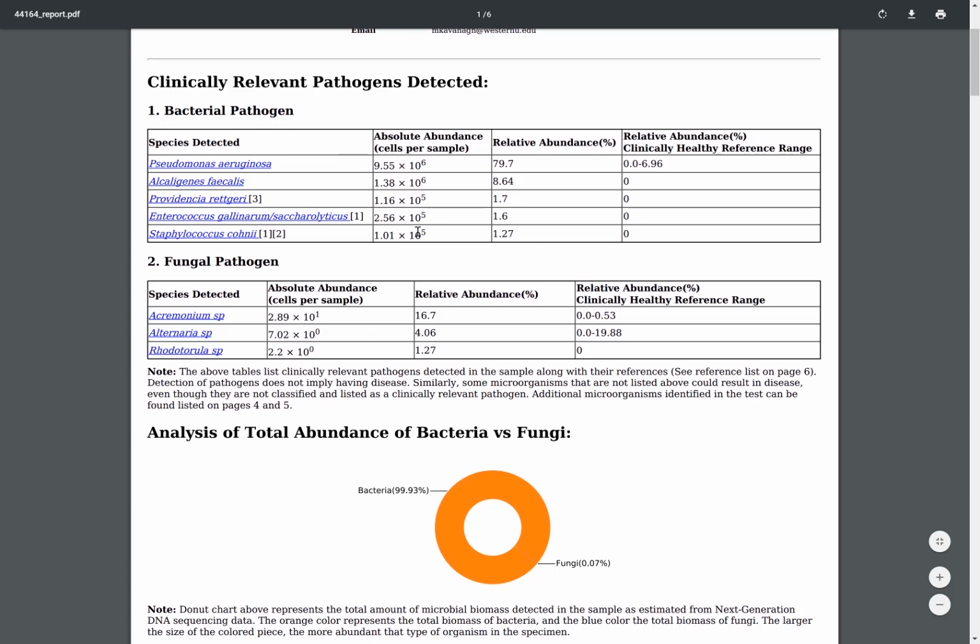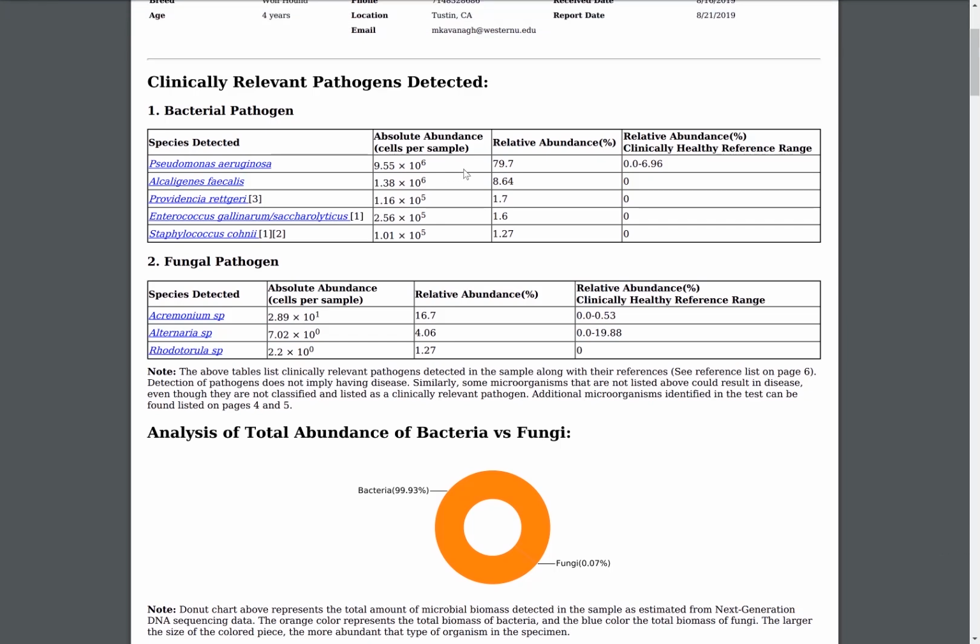Next to it is an absolute abundance, or how much bacteria was actually identified through the sequencing, and the percentage of bacteria within the bacterial components. When we do a skin sample, or a sample that we have normal values for, you'll see your normal values on the far right. In the report, when you get it electronically, the bacteria are highlighted, and these are clickable links to search engine searches for these different bacteria and can give you information on them.